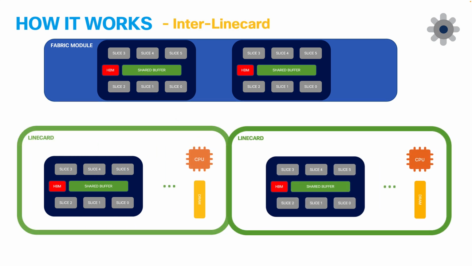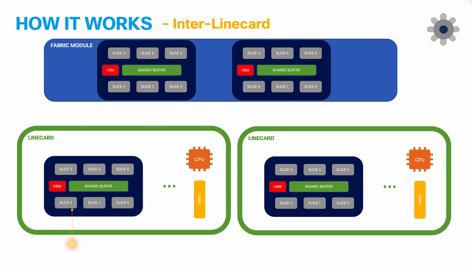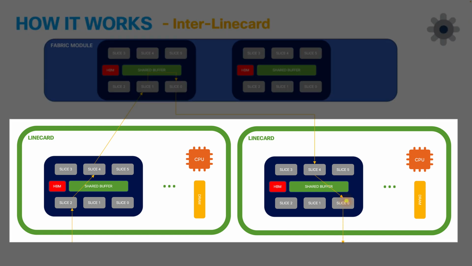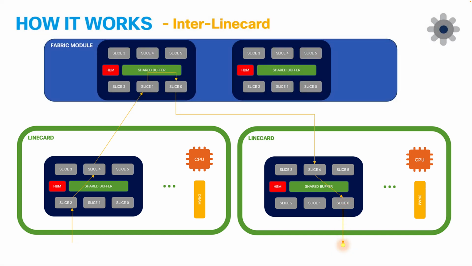And finally, inter-line cards. When a packet arrives to the ingress line card slice, it will be sent to the fabric-facing slice through its shared buffer. Then, the packet is switched to the ASIC that holds the destination port by sending the packet to the fabric module ASIC. Once there, the packet is switched through its shared buffer to the destination ASIC fabric-facing slice and finally sent to the egress pipeline on the destination slice. In this case, traffic is flowing between different line cards through their corresponding fabric modules.